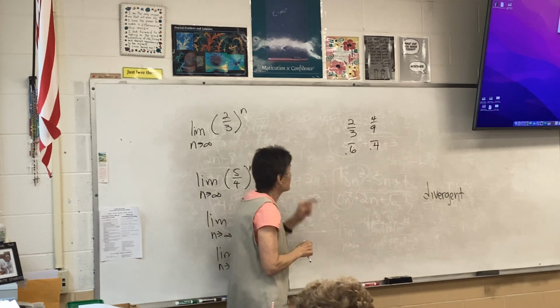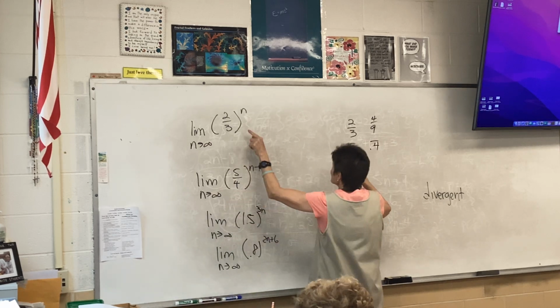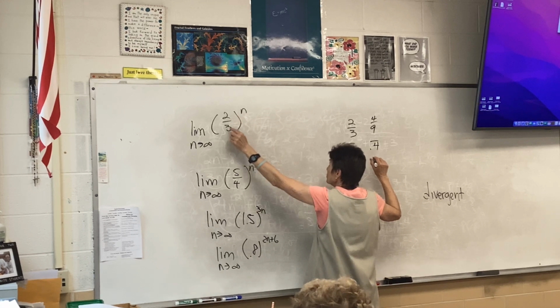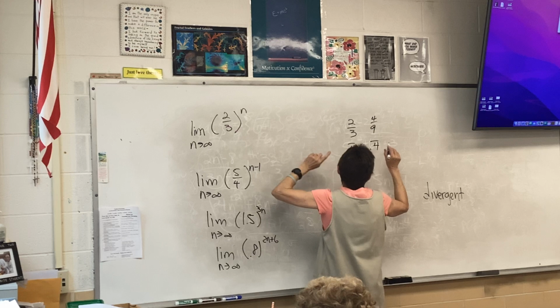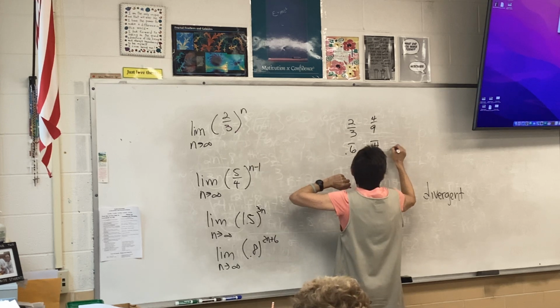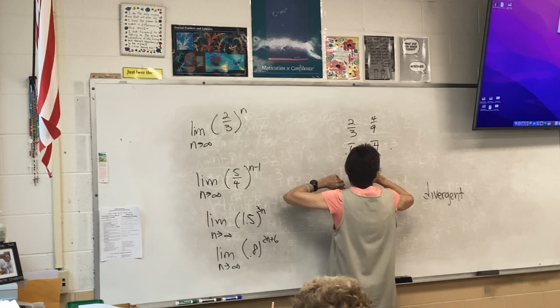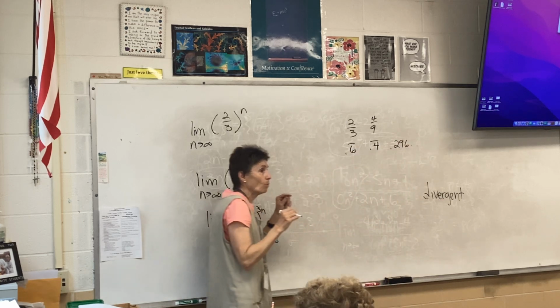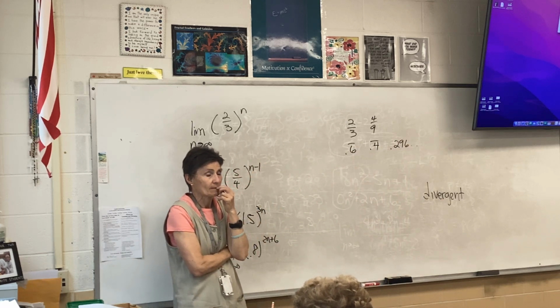Okay, all right, let's do one more. What happens if we cube that? We'll put a 3 there. What's 2/3 cubed? What decimal is that? 0.296296. Okay, now, what's happening to those decimals?